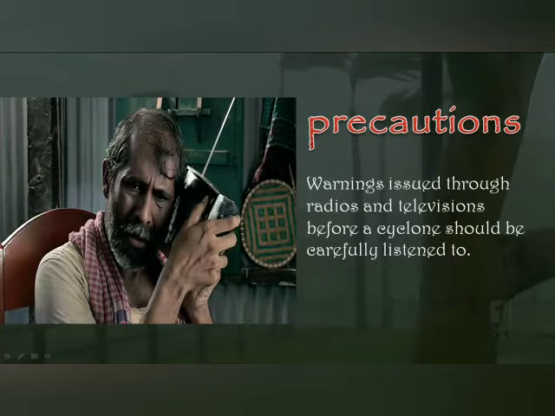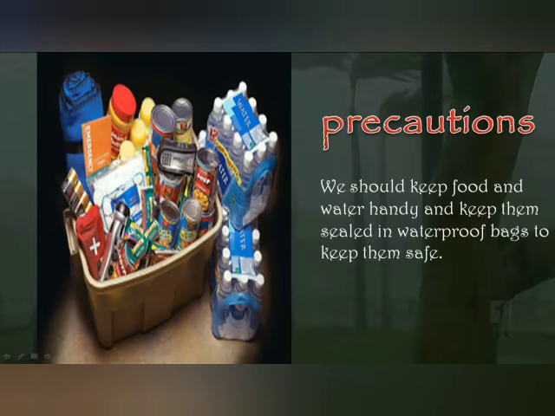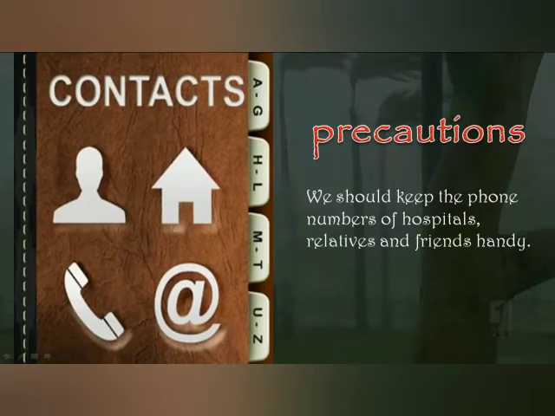We can prepare for a cyclone by taking the following steps. Warnings issued through radios and televisions before a cyclone should be carefully listened to. If a cyclone warning is issued, we should not go near the sea. We should move to a safer area. We should keep food and water handy and keep them sealed in waterproof bags to keep them safe. We should keep the phone numbers of hospitals, relatives, and friends handy.